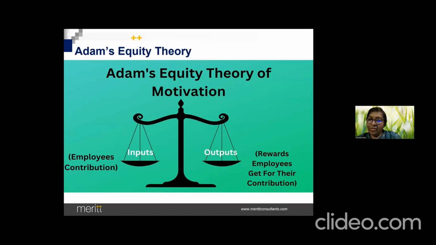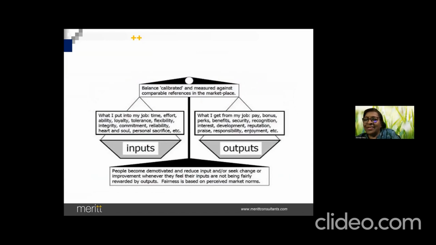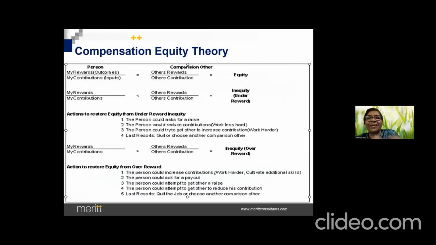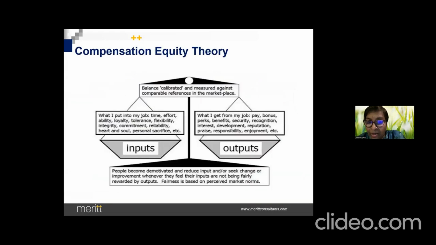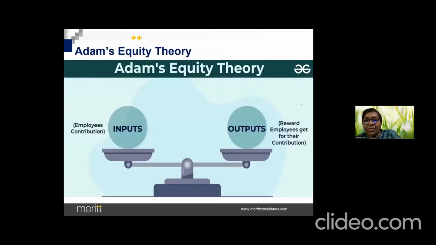Just to re-emphasize, input, output. What is input? Your experience, education, special skills, everything. What is output? Your pay, your benefits, whatever you get. But if this balance is not equal, then, say for example, before we go to that, if this is equal, you are happy. But when will I know that it is not equal?